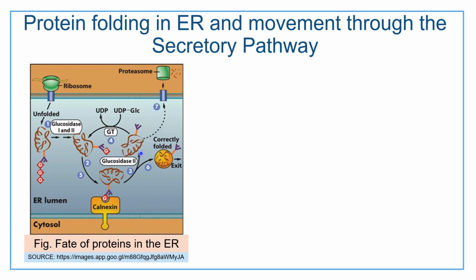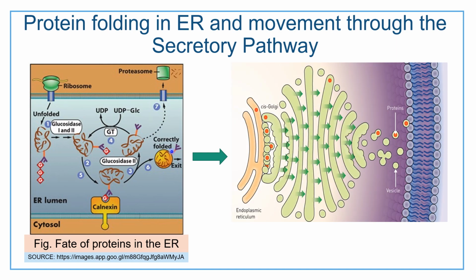However, misfolded proteins either remain in the ER or are degraded by proteasomes. The correctly folded proteins exit from the ER to the cis phase of the Golgi complex and undergo further modification and get released from the Golgi through the trans phase in secretory vesicles to target destinations.